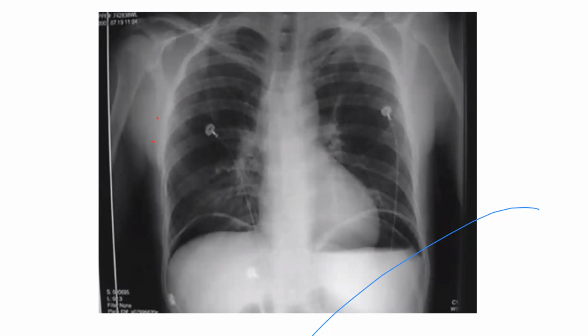What are the risk factors for peptic ulcer perforation? In this patient or in general? General. The use of drugs like anti-inflammatories or steroids. Good. Recurrent attacks of ulcers.